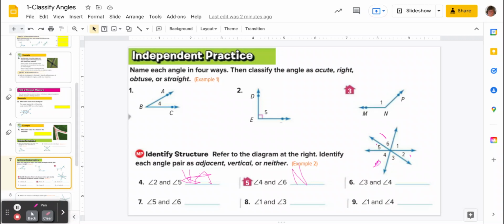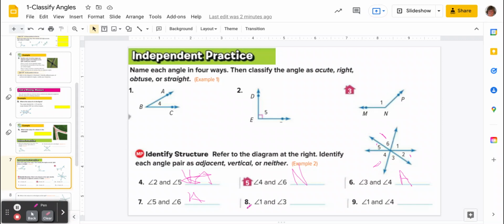Angle 3 and angle 4. Are they opposite each other? No. Are they next to each other? Yes. That would make them adjacent. Adjacent means next to. Number 7, we have angle 5 with angle 6. Are they opposite of each other? No. Are they next to each other? Yes. Next to each other means adjacent.